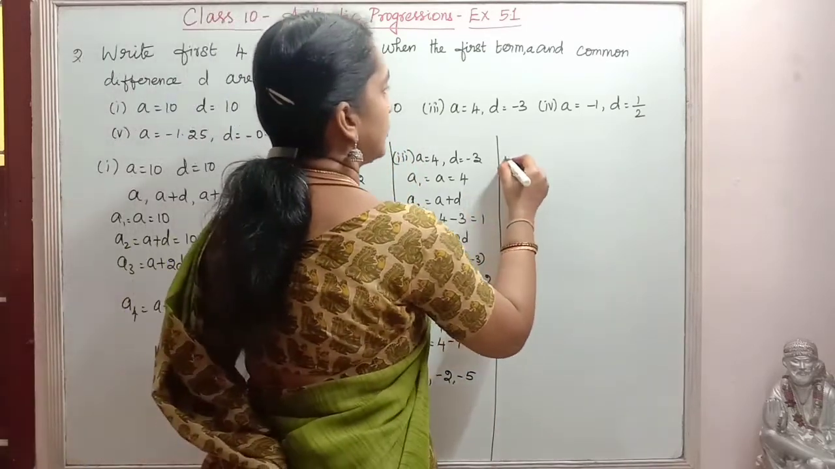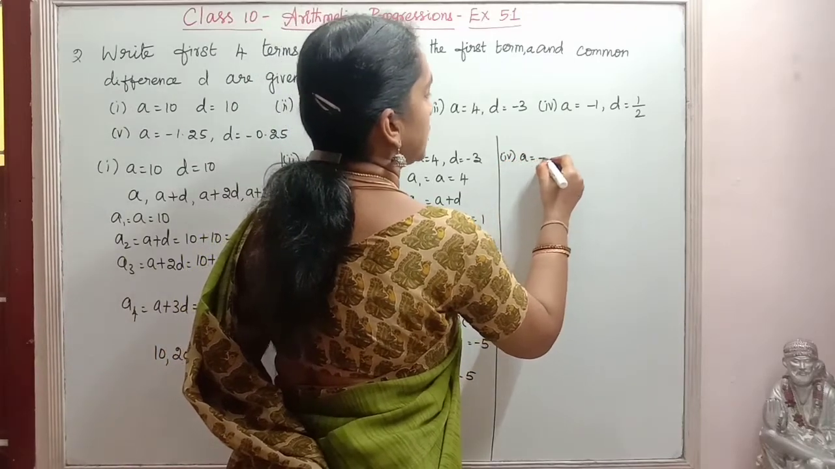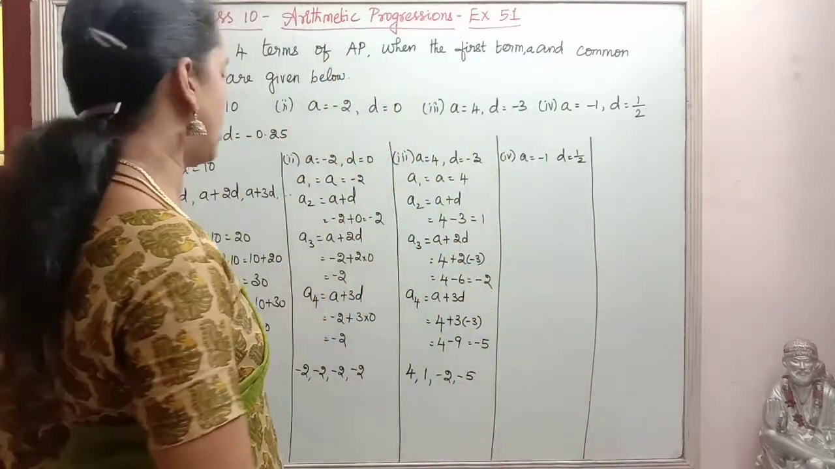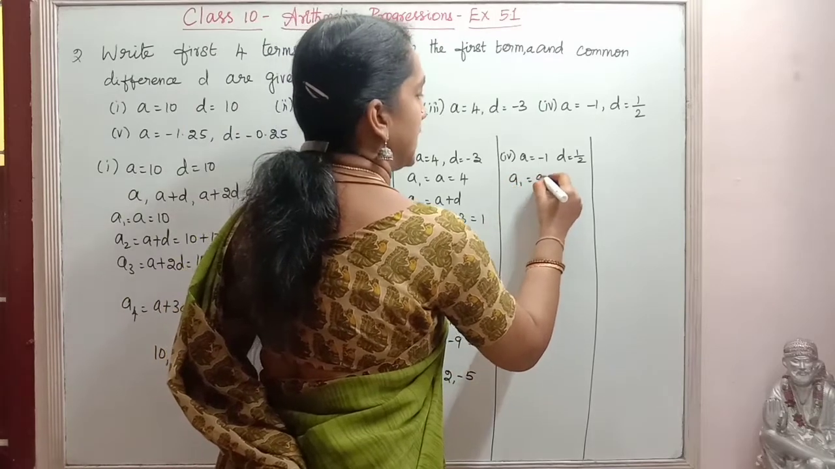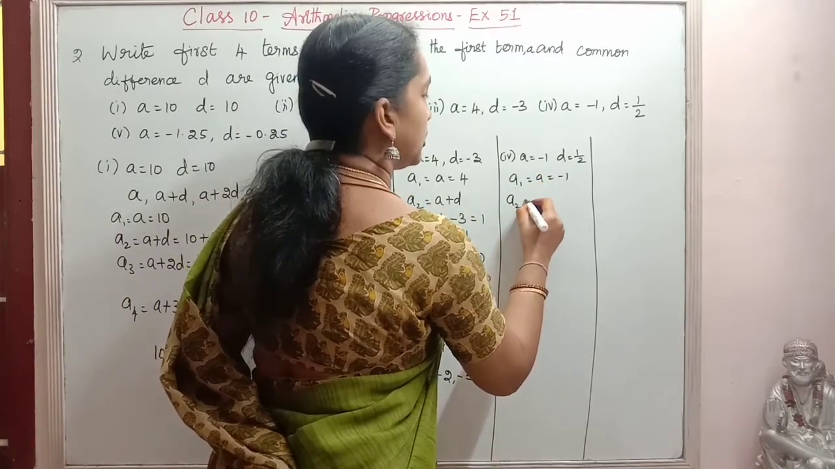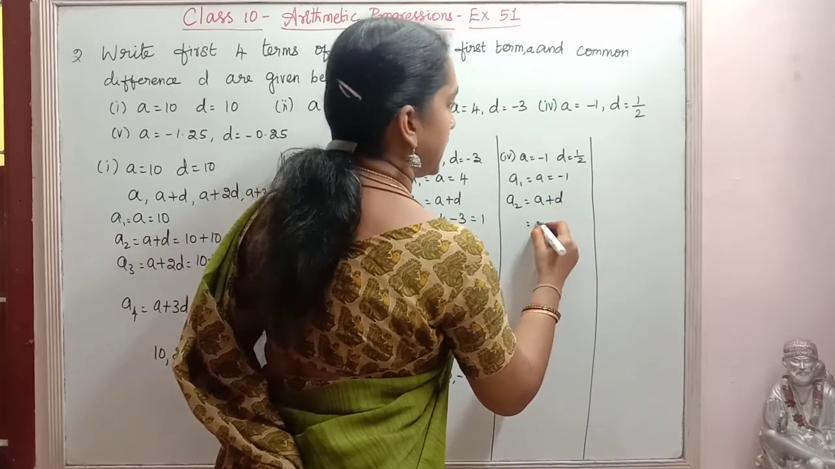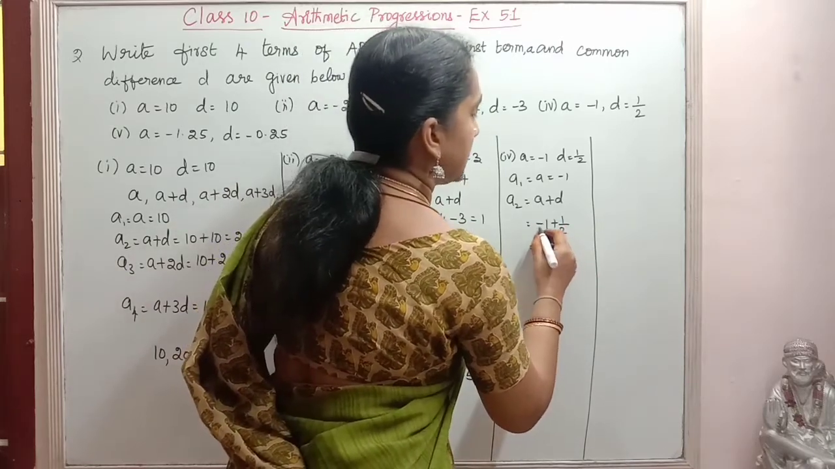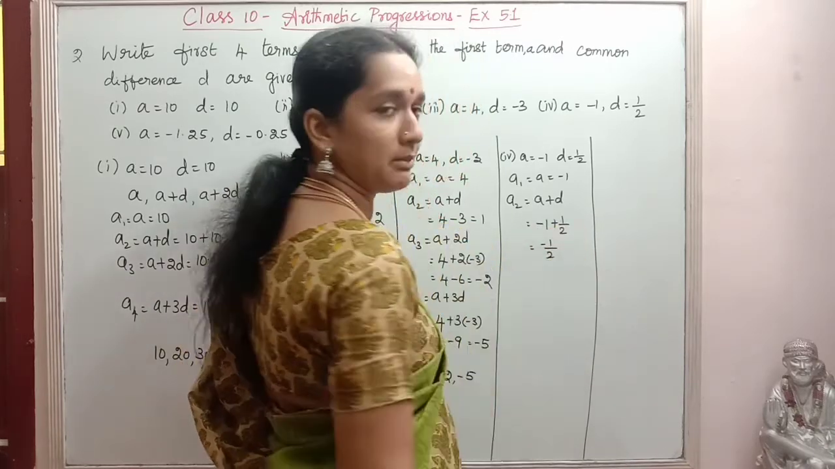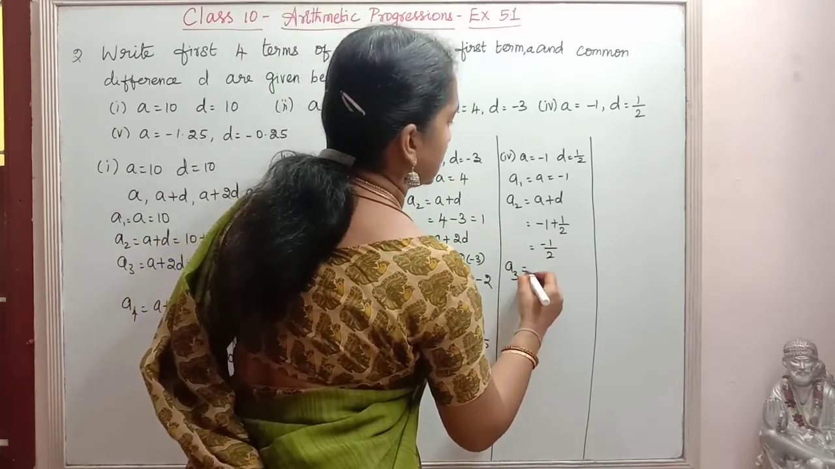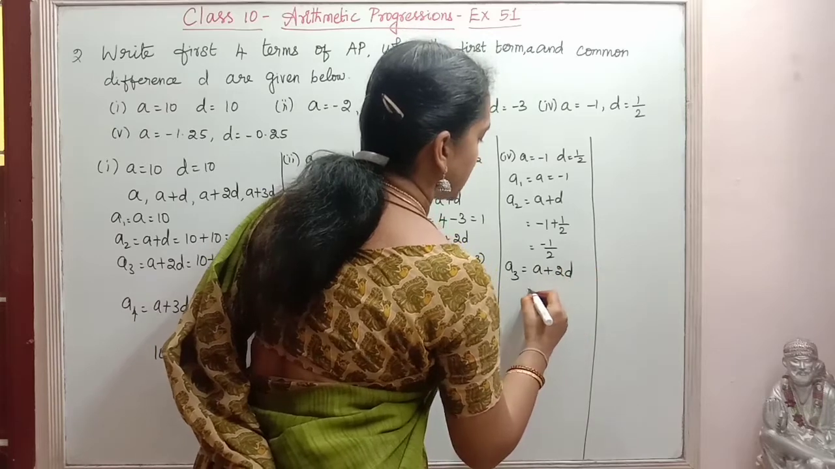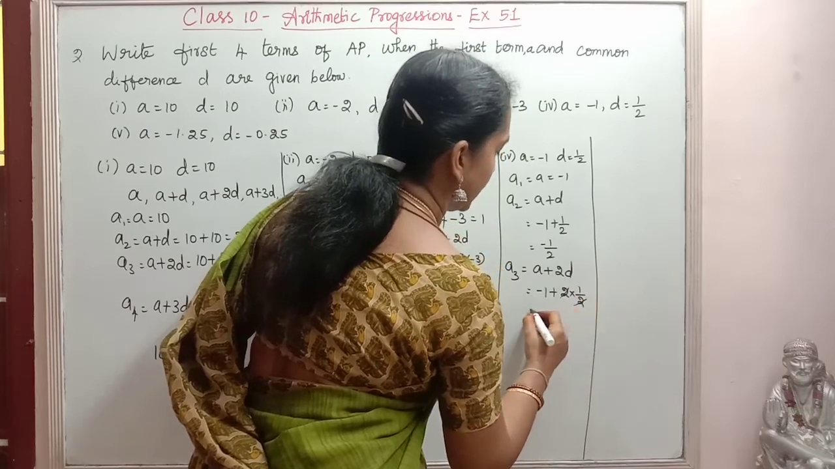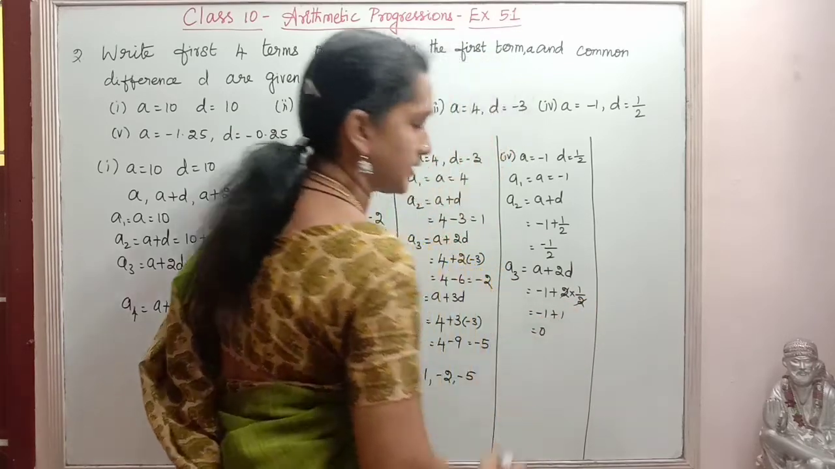Okay. Then the fourth sum is A is equal to minus 1, D is equal to 1 by 2. Okay. So A1 is A, that is minus 1. A2 is A plus D. So A is minus 1, D is 1 by 2. So when we simplify this, we'll get minus 2 plus 1, so we'll get minus 1 by 2. Then A3 is A plus 2D. So A is minus 1 plus 2 into D is 1 by 2. So 2 will get cancelled. Minus 1 plus 1, so that is 0.